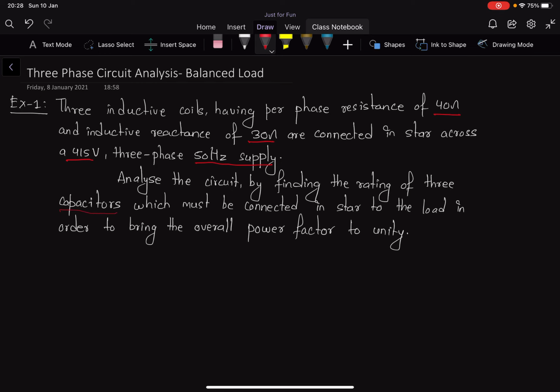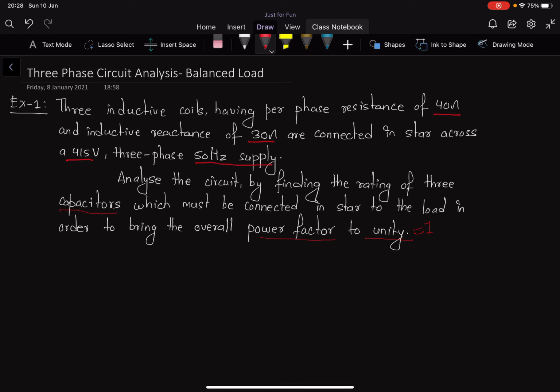So we need to find the capacitor value, which must be connected in a star to the load in order to bring the overall power factor of the circuit to unity. And this unity means a 1. So we need to bring the power factor back to 1. So the first thing we need to find out is the value of the present circuit power factor, and we need to bring that present power factor of the circuit back to 1.